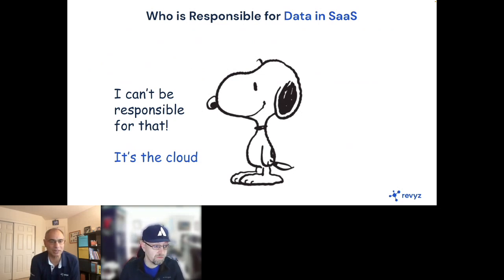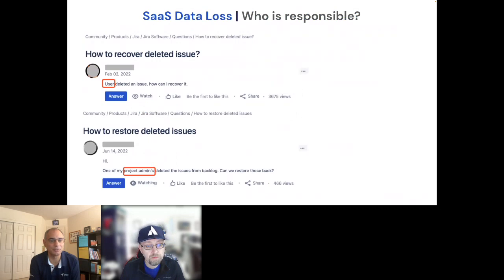So in that scenario, who is responsible for any data loss? Is it still me as the user, or is it the provider of the application? This is a screenshot from the Atlassian community pages. I'm sure you've seen these questions come across. I've seen them every so often, maybe once or twice a week: how to recover deleted issues, how to restore deleted issues, and so on.